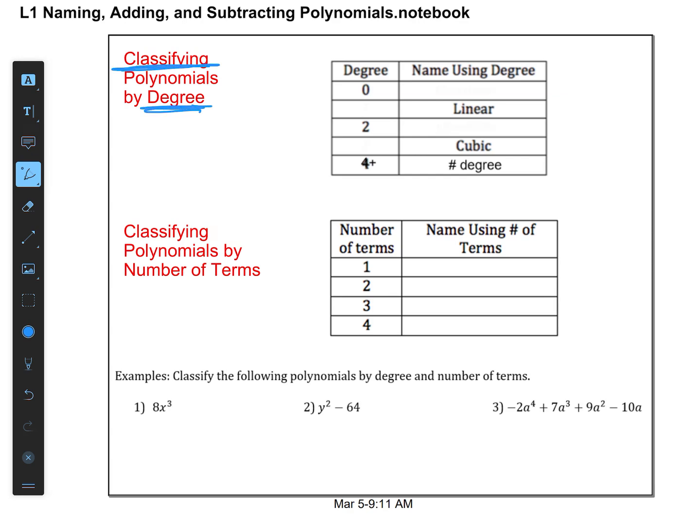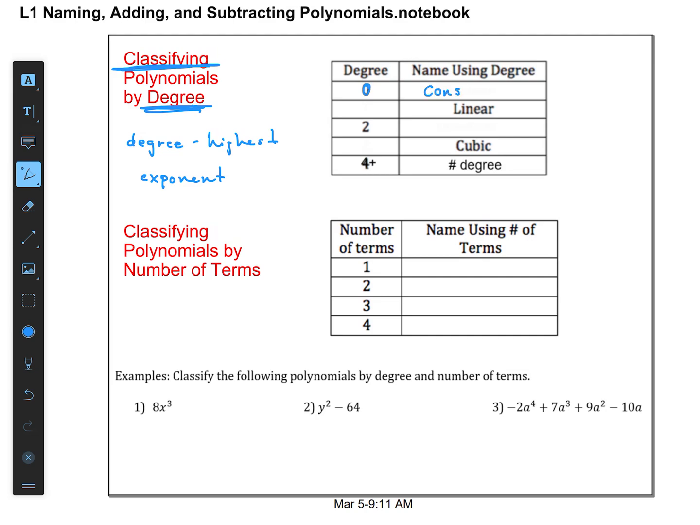So degree is another name. Degree is always the highest exponent. Okay, so we're going to look at some different things. Now, if we have something and it has a degree of 0, which means there are no exponents at all, that means we're going to call it a constant term.